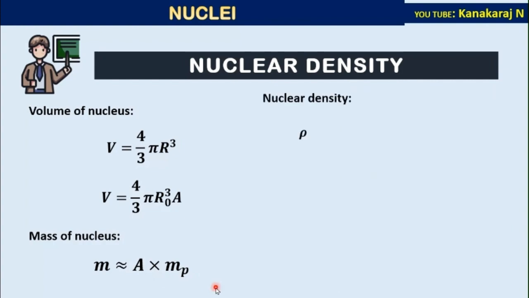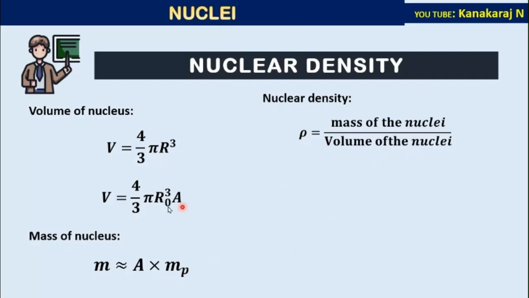Nuclear density rho equals mass of the nucleus divided by volume of the nucleus. Mass of the nucleus is A times the mass of the proton. Volume of the nucleus is 4 upon 3 pi R naught cube A. So rho equals A times Mp divided by 4 by 3 pi R naught cube A. Here the A and A cancel. So the final formula for nuclear density is rho equals Mp divided by 4 by 3 pi R naught cube.